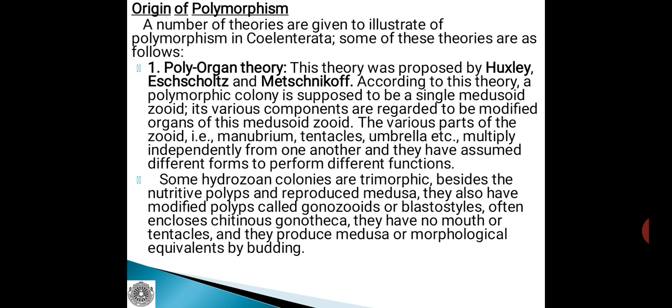Some hydrozoan colonies are trimorphic. Besides the nutritive polyps and reproductive medusae, they also have modified polyps called gonozoids or blastostyles, which often enclose a chitinous gonotheca. They have no mouth or tentacles, and they produce medusae or morphological equivalents by means of budding. So this is about the Polyorgan theory.